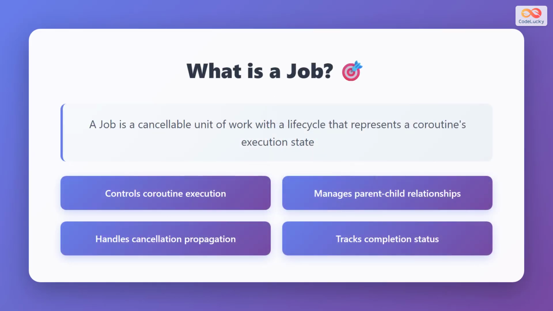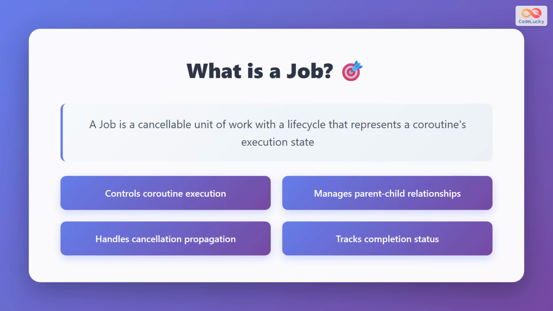So what exactly is a job? In simple terms, a job is a cancelable unit of work that has its own life cycle. It represents the execution state of a coroutine. Think of it as a handle that lets you control your coroutine. A job does four main things.